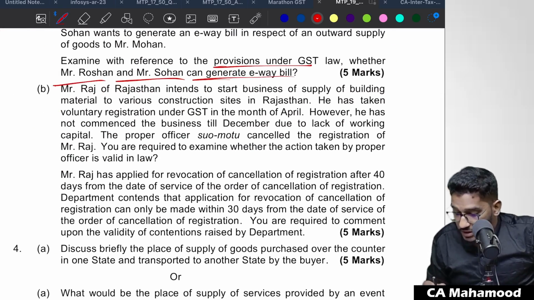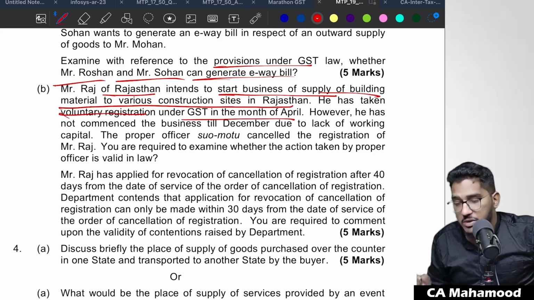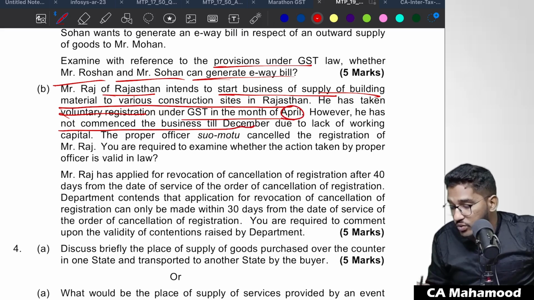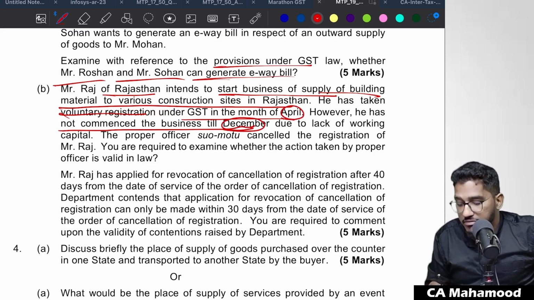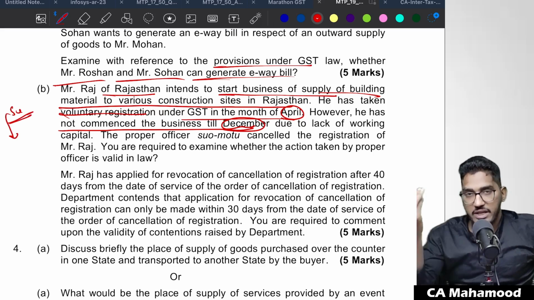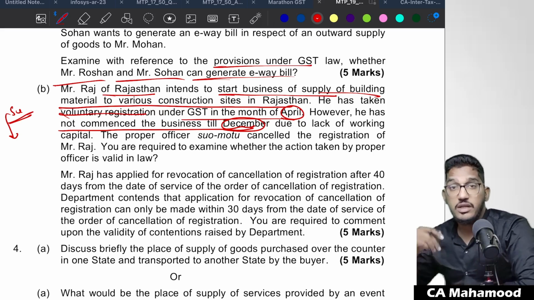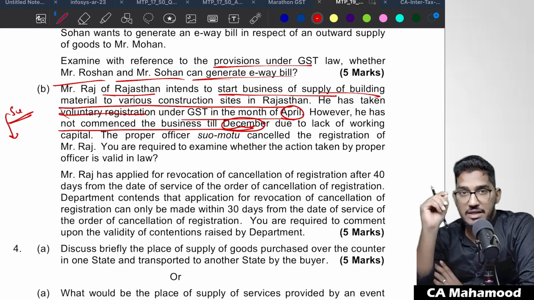Next one. Coming to the next one. Mr. Raj of Rajasthan intends to start business of supply of building material to various construction sites in Rajasthan. He has taken voluntary registration under GST in the month of April. However, he has not commenced the business till December. See, you took the registration in April, but you did not commence your business till December. We have one provision. Proper officer on suo moto basis can cancel the registration if the business has not been commenced within 6 months from the date of registration. If you have taken voluntary registration, but you did not commence the business up to 6 months from the date of registration, then proper officer has suo moto power to cancel your registration.